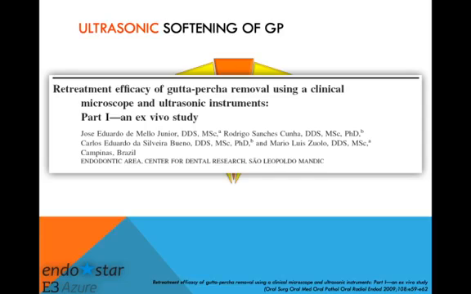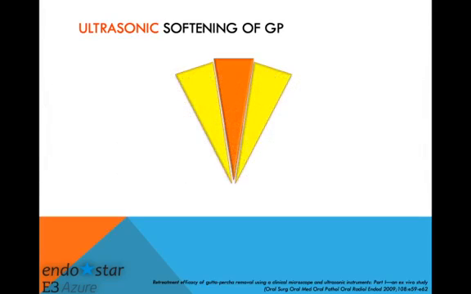Therefore, starting with the first primary use of these ultrasonic files: ultrasonic softening of the gutta-percha. Now, literature has shown us that ultrasonics is also one of the methods for gutta-percha removal. Unfortunately, this area is not much explored by most dentists. When it comes to gutta-percha removal with ultrasonics, as we all are aware, ultrasonic generates heat, and this heat has the ability to soften the hardened gutta-percha and the hardened sealers.